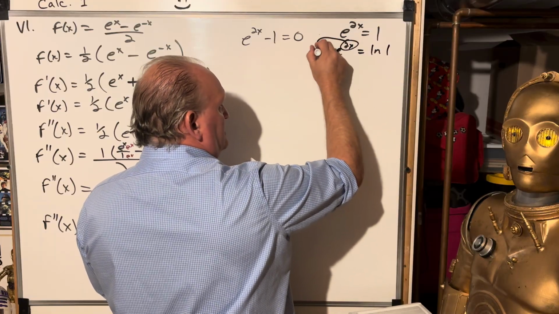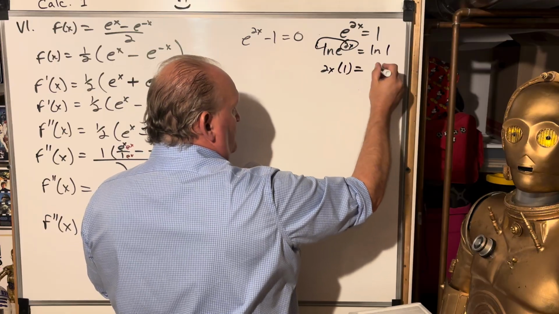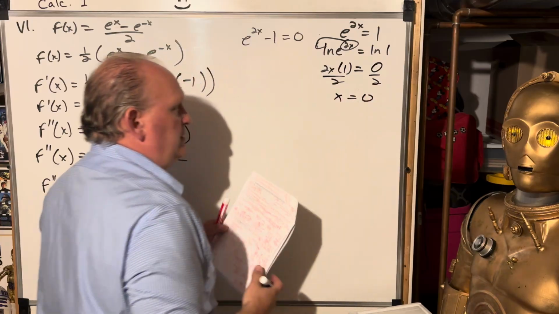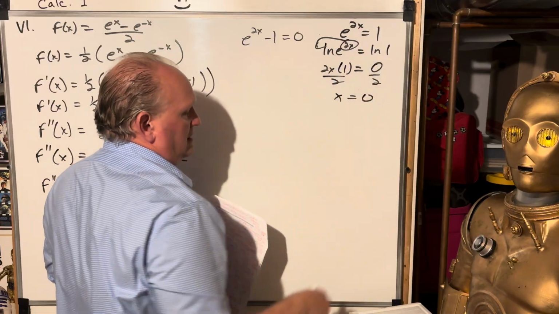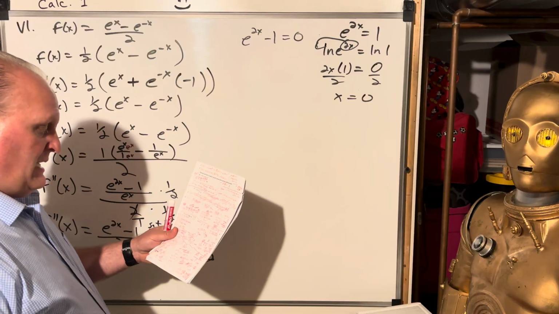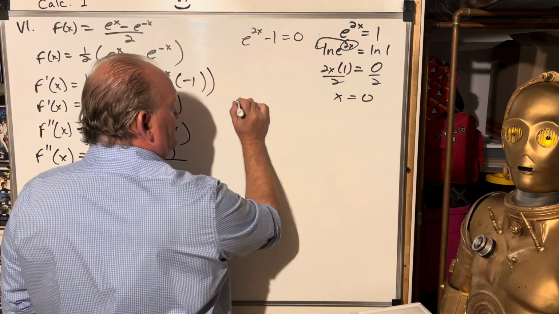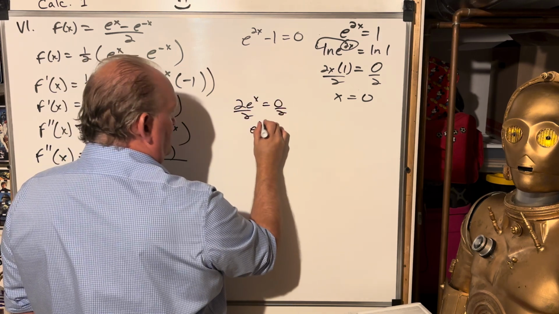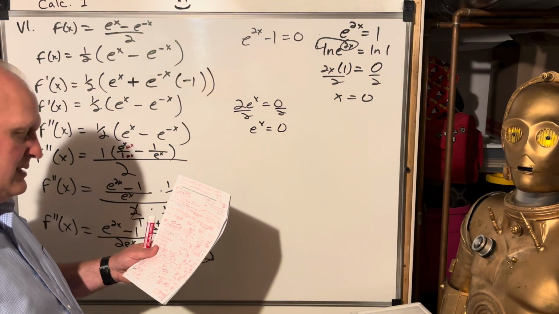I don't know if that makes it easier. And then pull that 2x down in front. ln e is 1, the natural log of 1 is 0, divide by the 2. It's kind of the long way around. If you just went from here and said x equals 0 without this work, that would be okay, because you know what you're doing, hopefully. And then the other one, 2e to the x is equal to 0. So divide by 2, and that's sort of the same thing, right? So what would x have to be to get a 0 there?